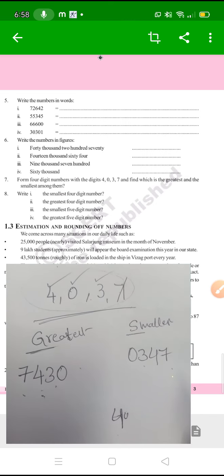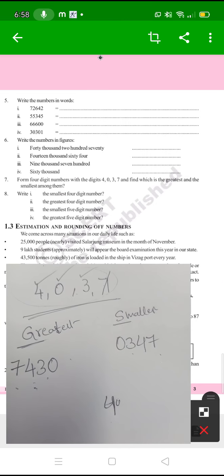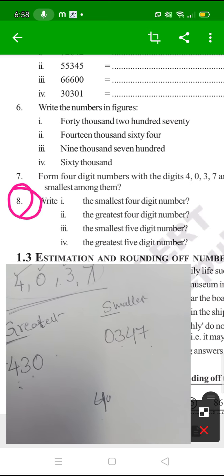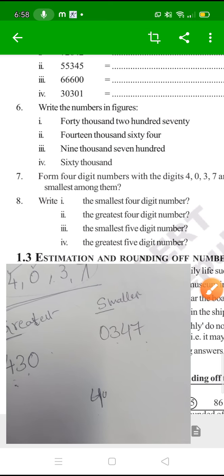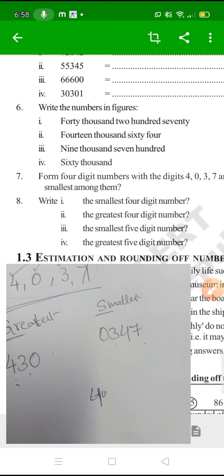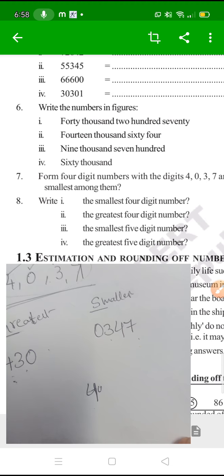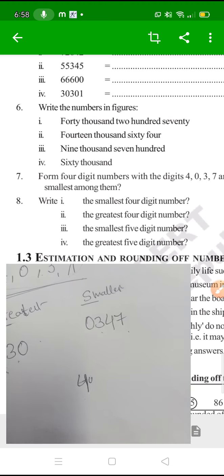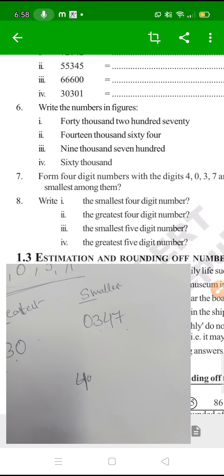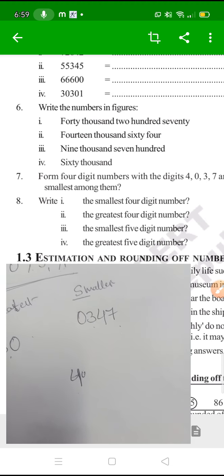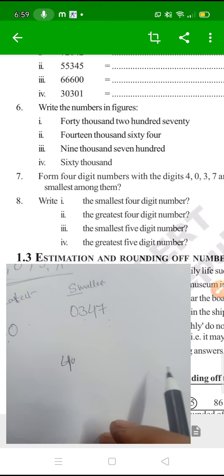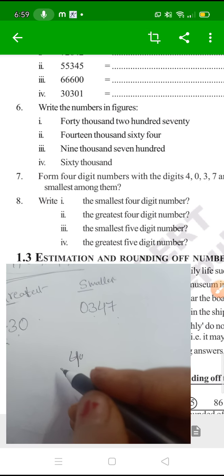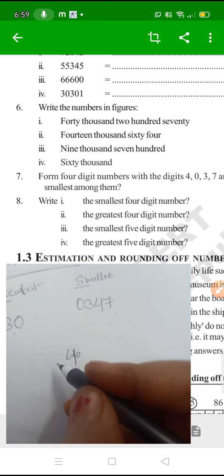Okay, next move to the 8th question. In the 8th question, what they asked: the smallest 4 digit number, the greatest 4 digit number, the smallest 5 digit number, the greatest 5 digit number. What is the smallest 4 digit number? I will tell you the greatest numbers. You write down the rest, and analyze and think.